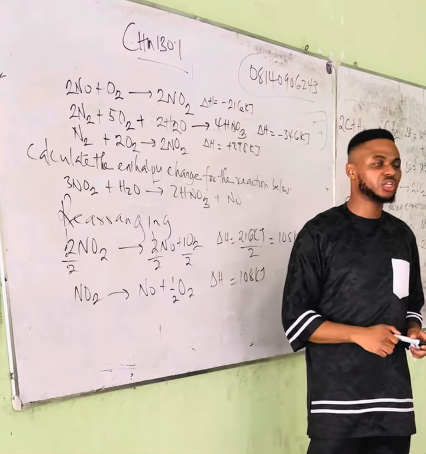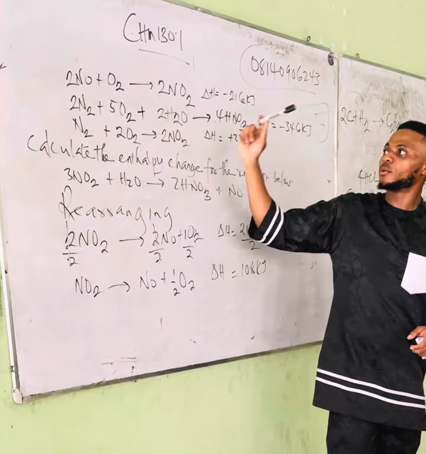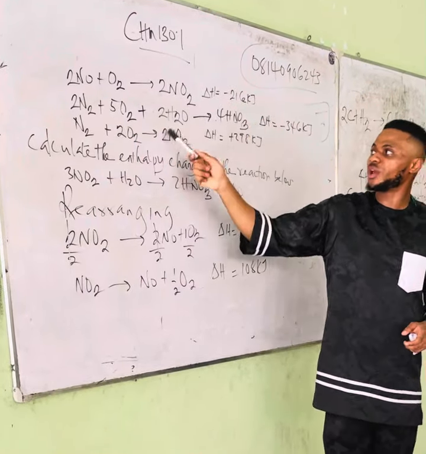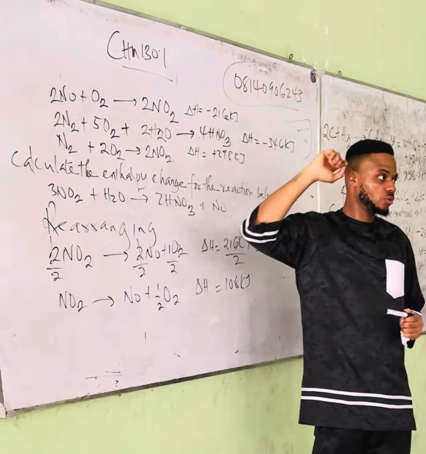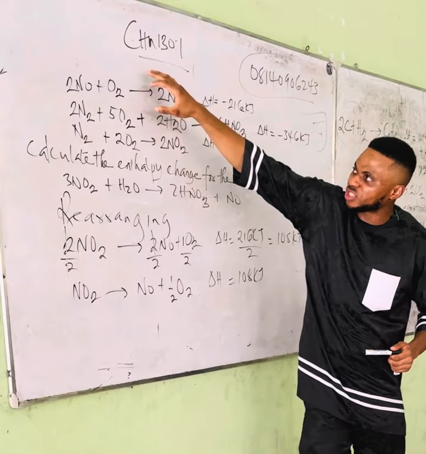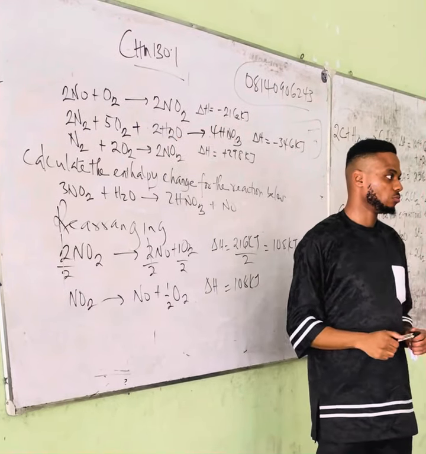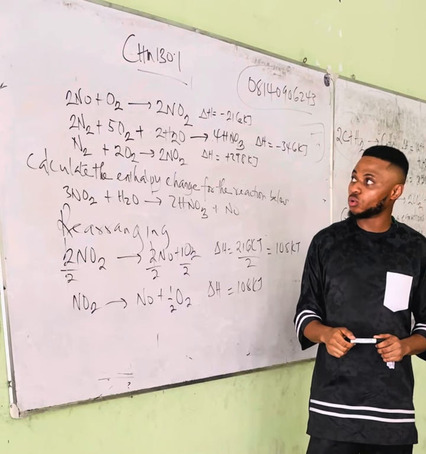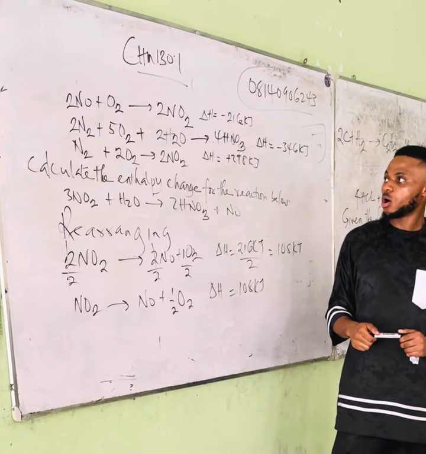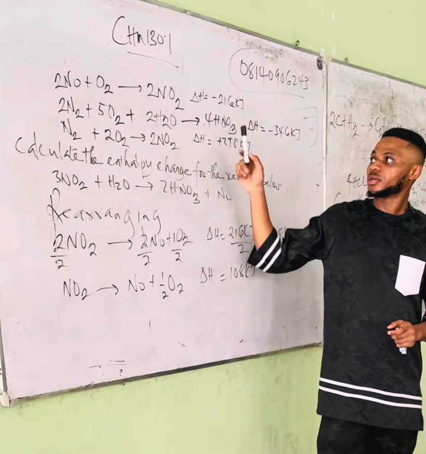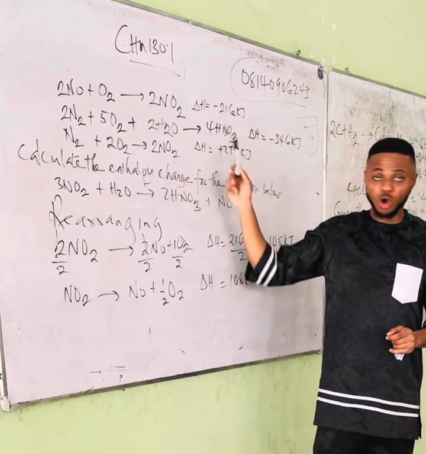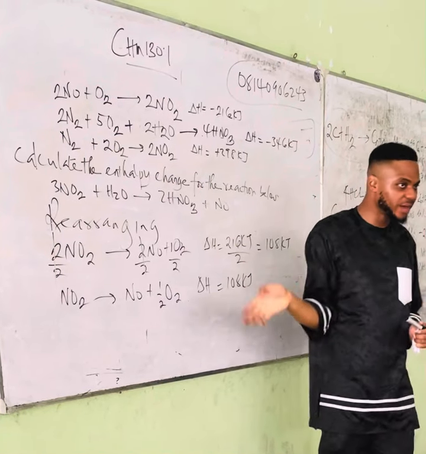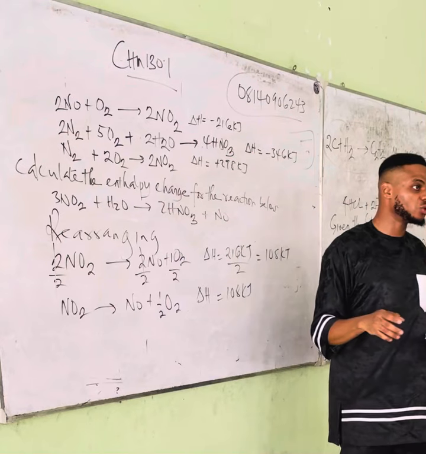The second individual reaction. We have 2N2 plus 5O2 plus 2H2O to give us 4HNO3. Our delta H is minus 346 kilojoules. Alright? So now look at this, guys. In this second reaction, what is there that we will not see on the first or the third? Is it H2O? Yes. Alright, which other one? Is HNO3 on the first or the third? No. So it's H2O and what? HNO3. Leave the 4 first. It's H2O and HNO3, right?